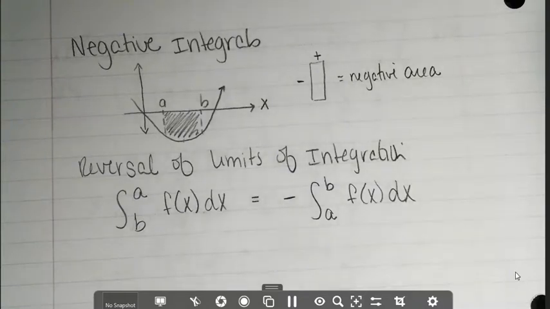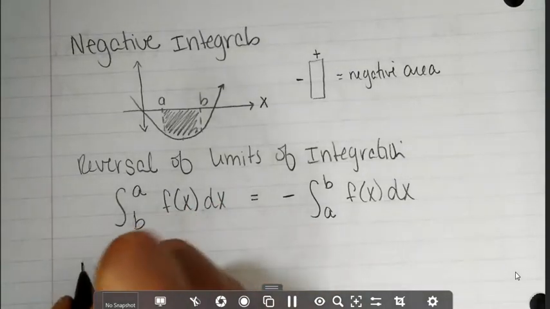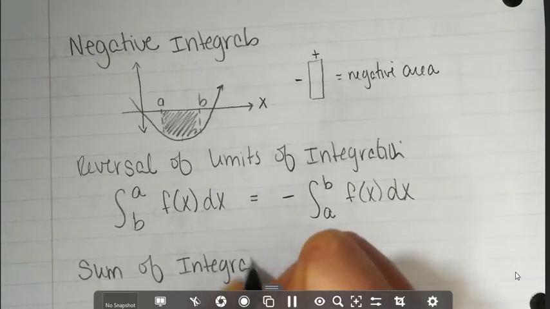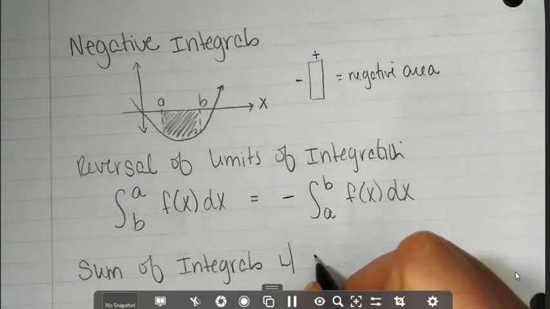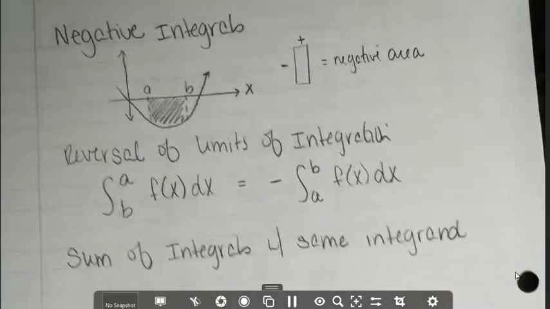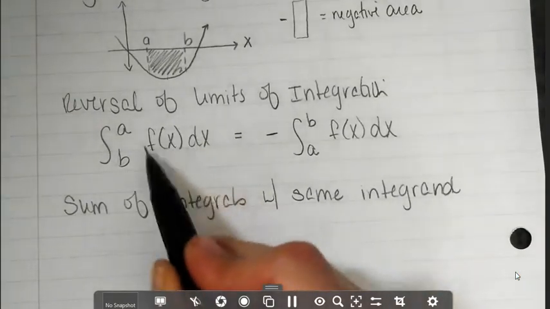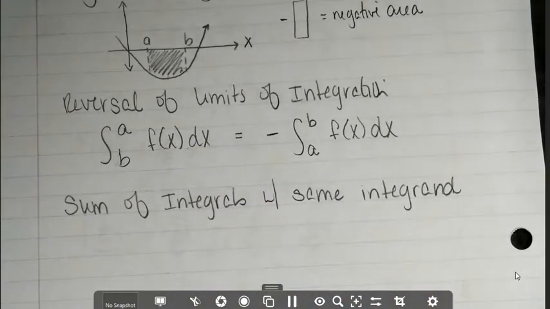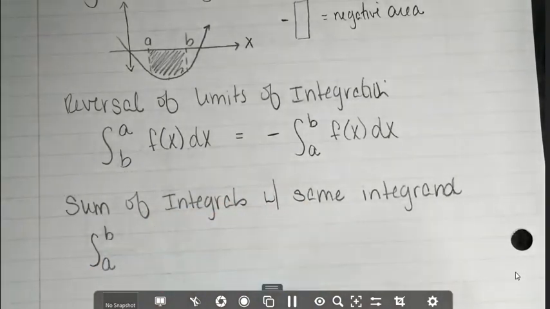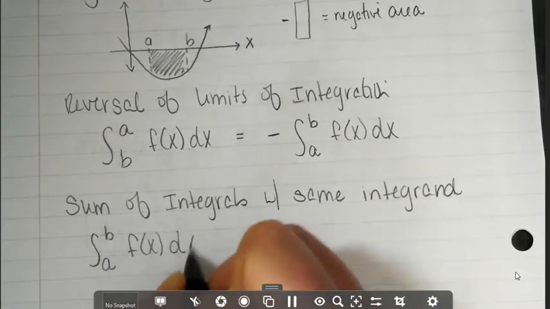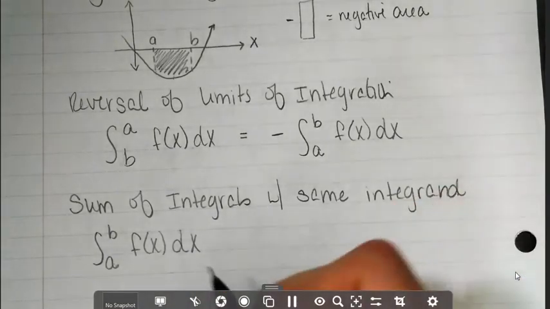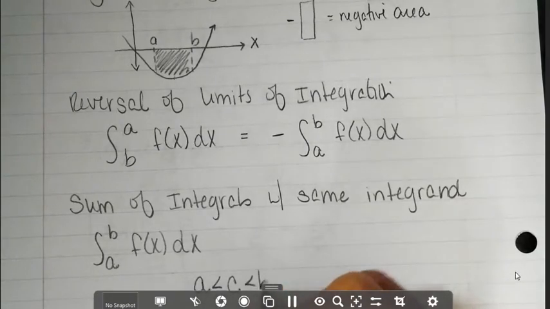Okay, there are some, we can do a sum of integrals with the same integrand. Okay, so the integrand being basically the function that you're taking the integral of. So if, for example, I'm saying, hey, let's take the integral from a to b of f of x dx, and let's say, for example, there's some letter or some point between a and b, such as c. So let's say that c is in between a and b.